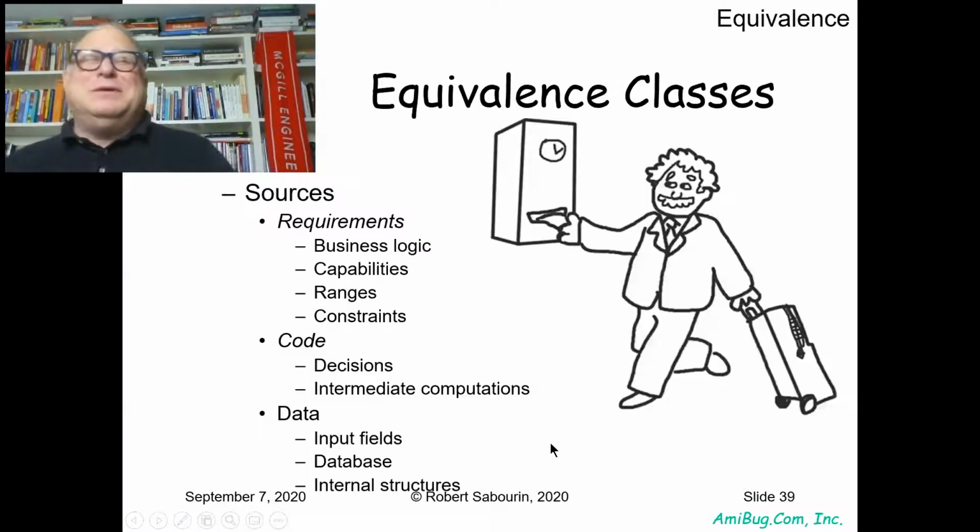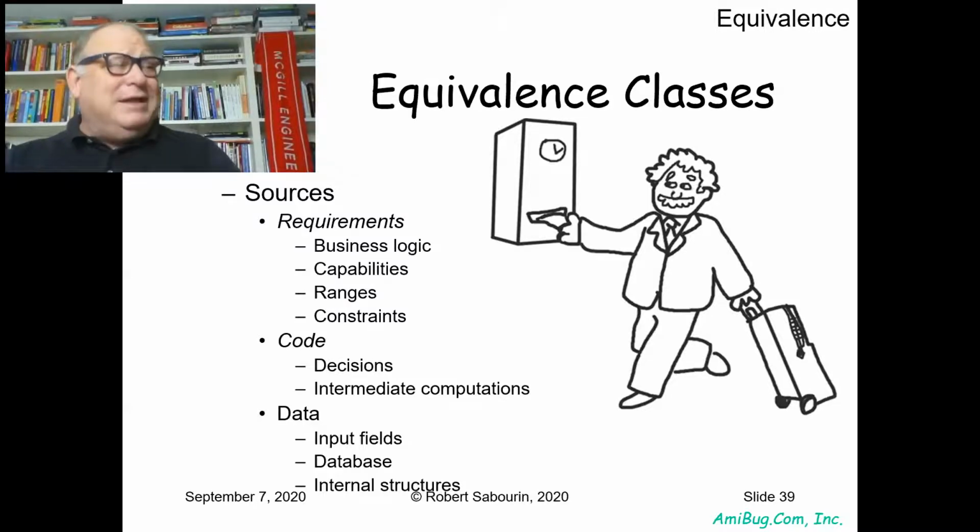So really what we try to do is learn about equivalence classes by studying how the variable will be used in the software project, and we get sources of information from different places. One of the most popular sources of information about variables is the requirements. You learn about the business logic and capabilities, ranges of values, and constraints applied to the variable. You can also then look at code.